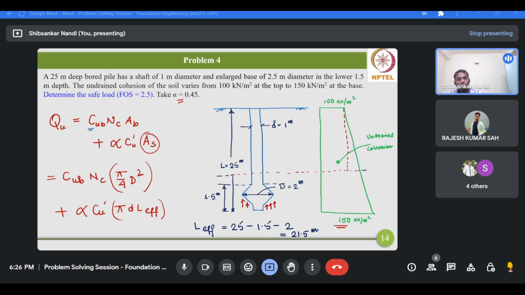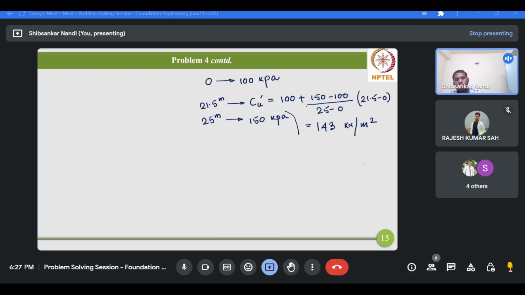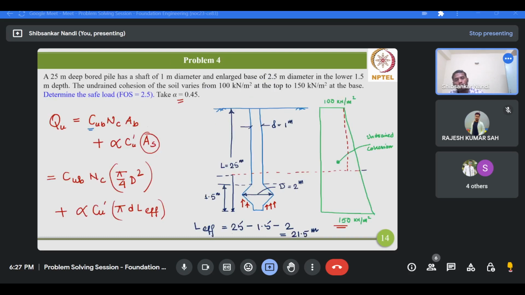Okay. So what is the gradient of this line? Can you please let me know what the slope of this line is? This is linearly varying. Now what is the slope of this linear line? Suppose the equation of this line is y equals mx plus c.